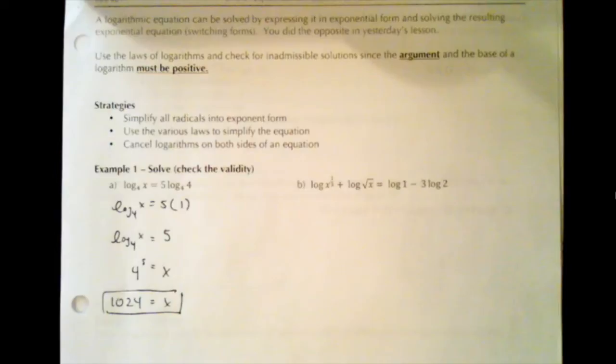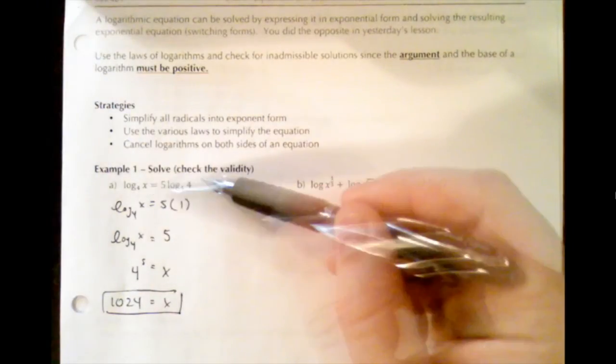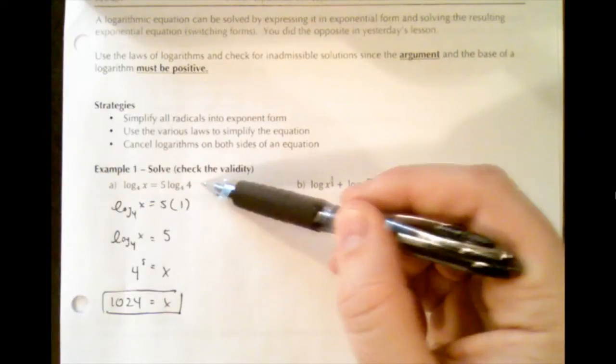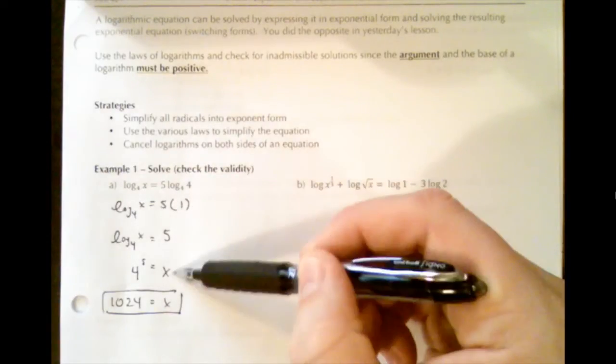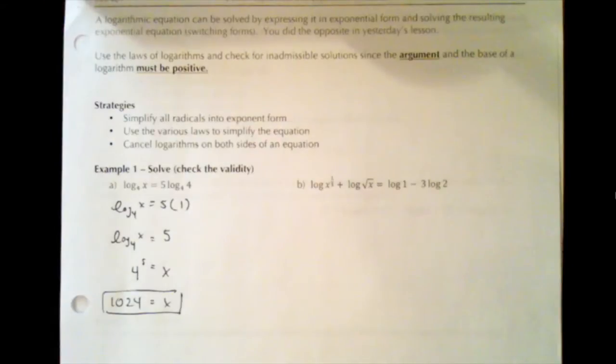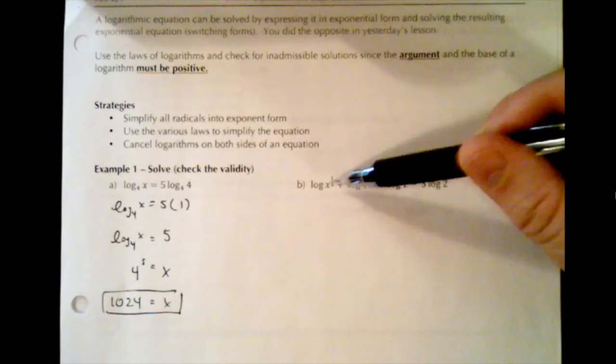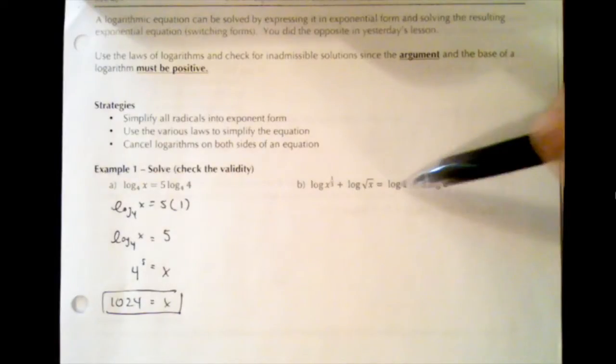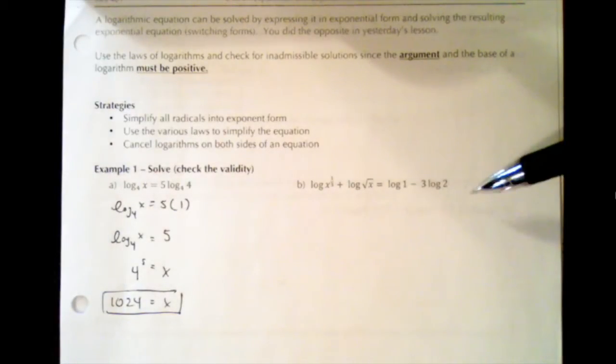So what did we do? We put our logs with x's on one side, logs with numbers on the other side, simplified our logs with numbers, rewrote it as a power, and evaluated. So let's try that same strategy with b. We actually have all of our x terms on one side and all of our numerical terms on the other side. So let's look to use some log laws or common log properties to simplify.